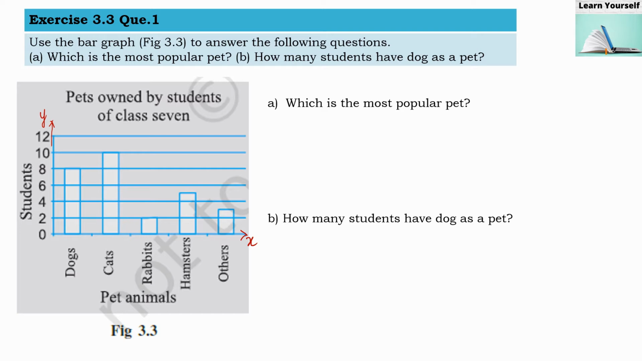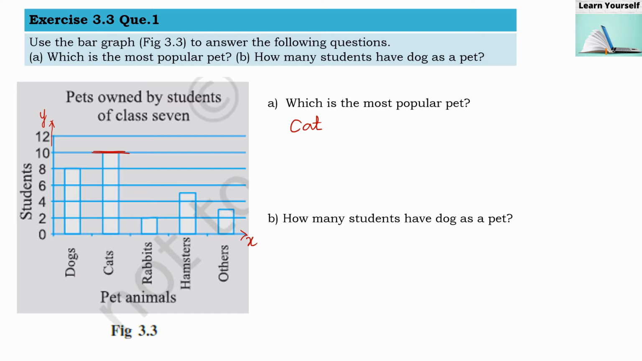Question number A, which is the most popular pet? Popular pet means which pet's strength is highest among all these pets. So you can see here that cat's strength is highest among all other pets. So 10 students have a cat as a pet. So the most popular pet is cat. So the answer for question A is cat.